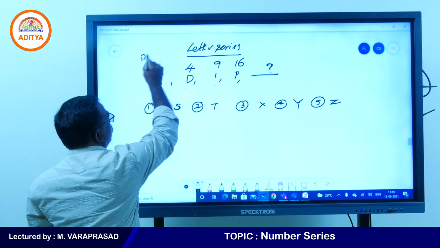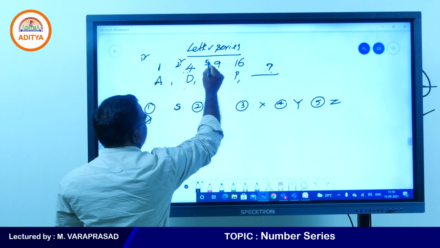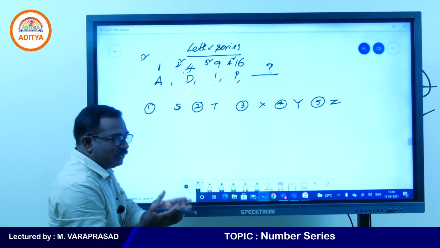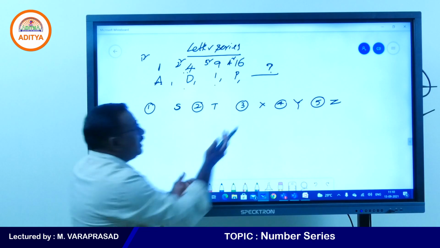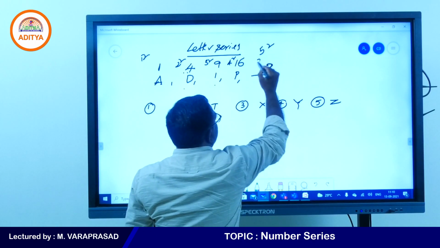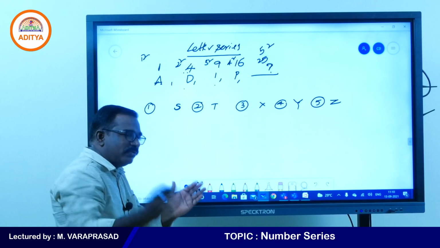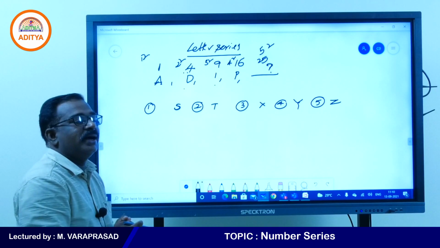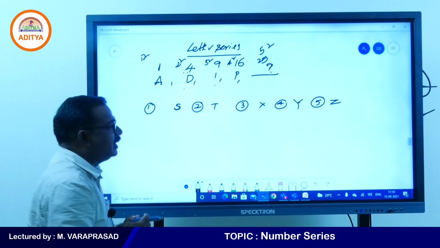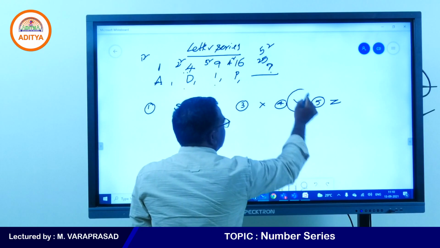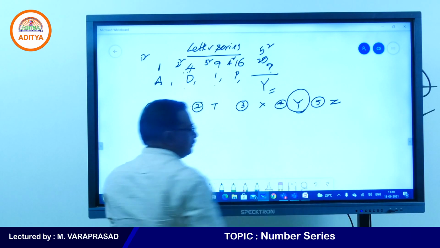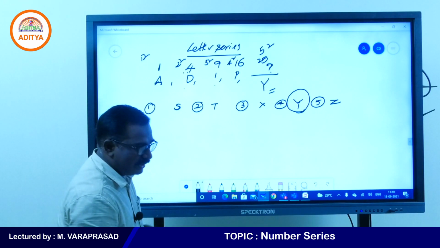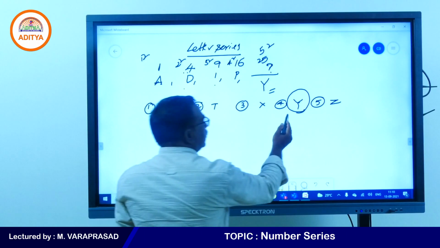This is 1 square is 1, 2 square is 4, 3 square is 9, 4 square is 16. The next you will get is 5 square, which is 25. What is the 25th letter in the alphabet? The 25th letter is Y. So the answer is Y.